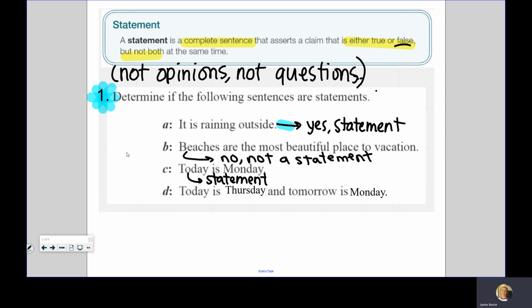All right, and then what about the last one? Today is Thursday, and tomorrow is Monday. All right, so this part is true, right? And then this part is false. So it's not a statement. Right, it can't be true and false at the same time. So this is not a statement.